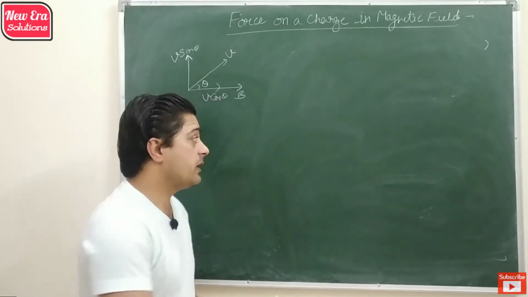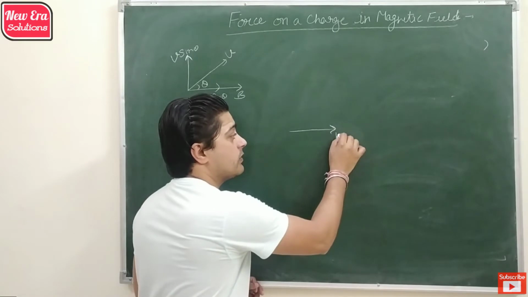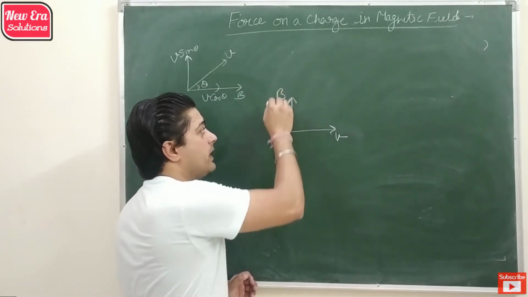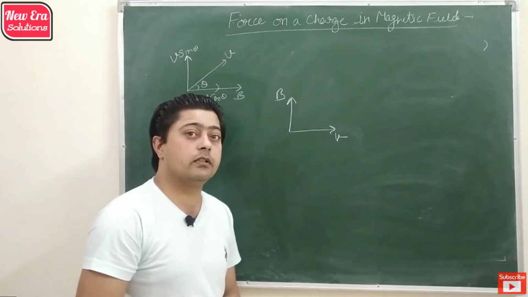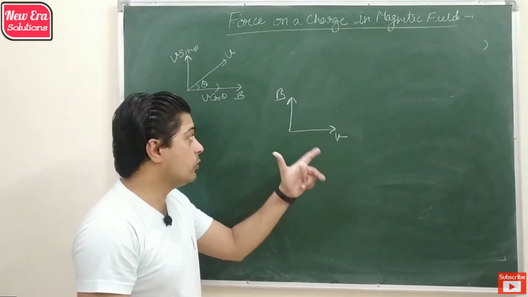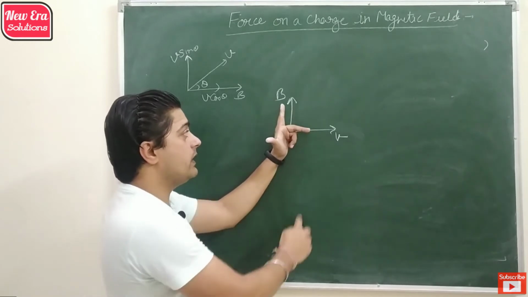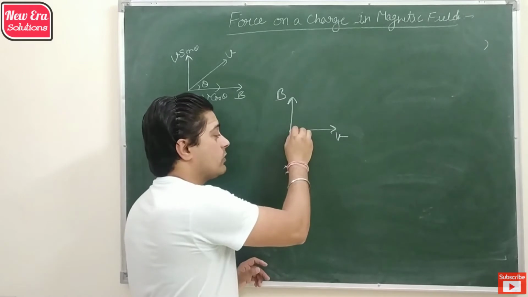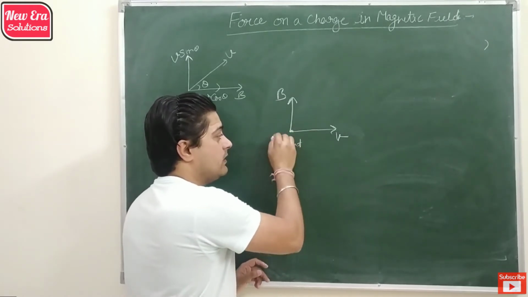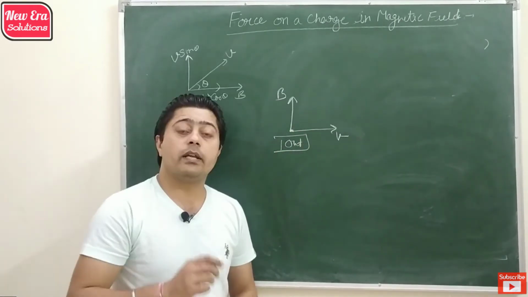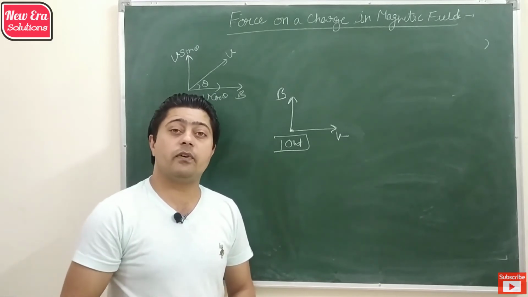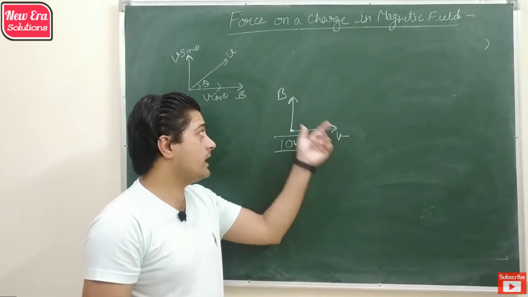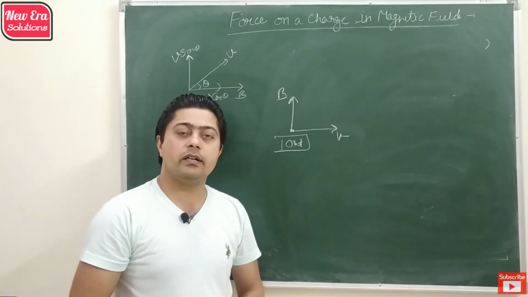For example, if a charged particle is moving towards the right hand side and has a magnetic field perpendicular to it in the upward direction, then by using Fleming's left hand rule with magnetic field and velocity, we find the thumb is pointing outward, so the force on the charged particle is in the outward direction. So by using Fleming's left hand rule, we can find the direction of force on a charge with respect to the velocity and magnetic field acting on it.